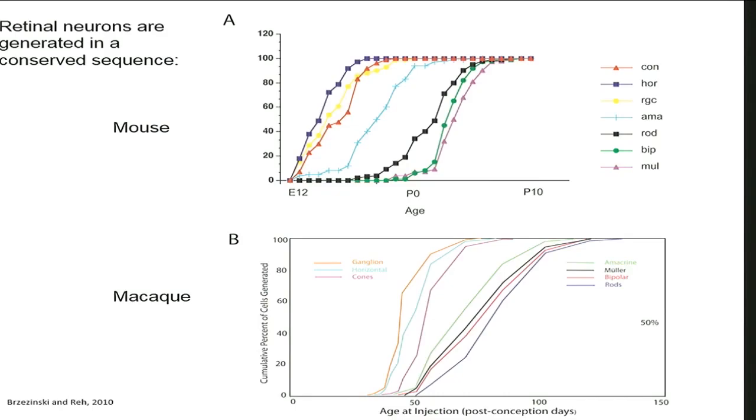This sequence is conserved across all vertebrates, from zebrafish all the way up to macaques and into humans. And so again, you see ganglion cells, horizontal cells, and cones are generated early, followed by this second cohort. And this sequence is similar to the sequence of neural generation that occurs in the cerebral cortex and other areas in the central nervous system, where you have different layered neurons in the cortex generated at different times during development.